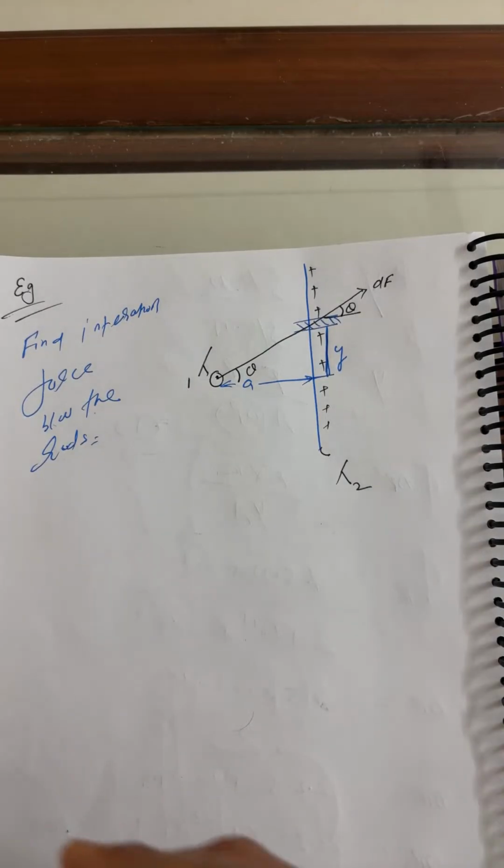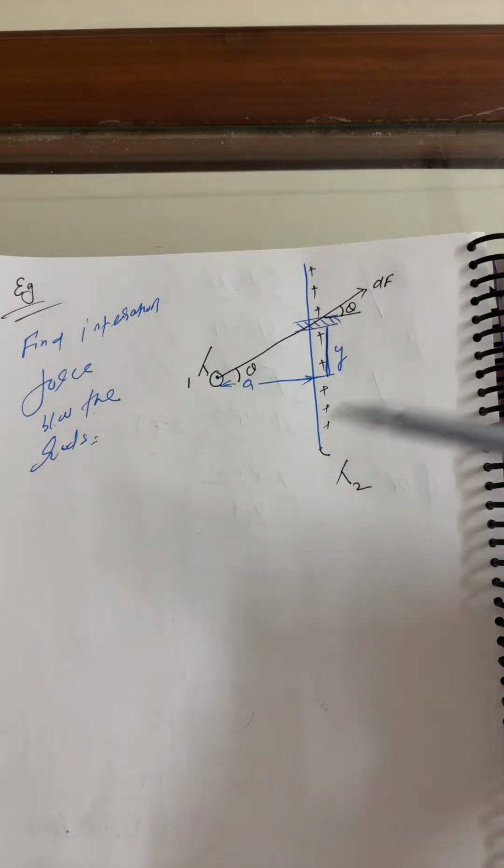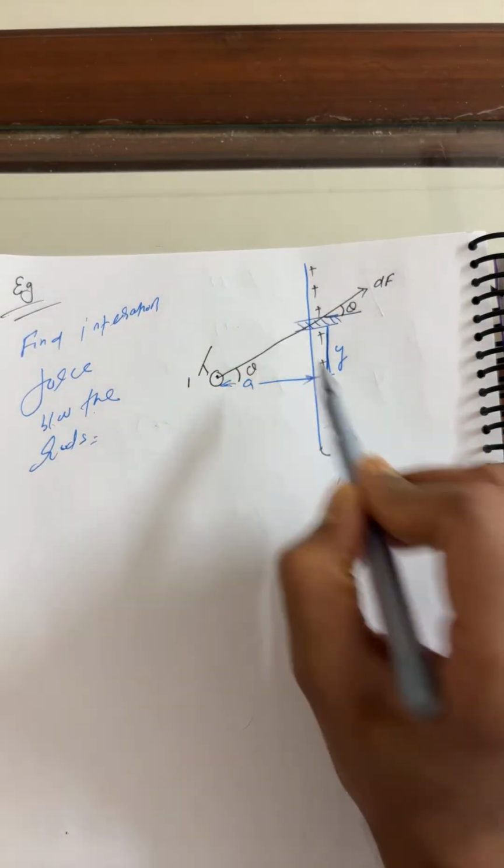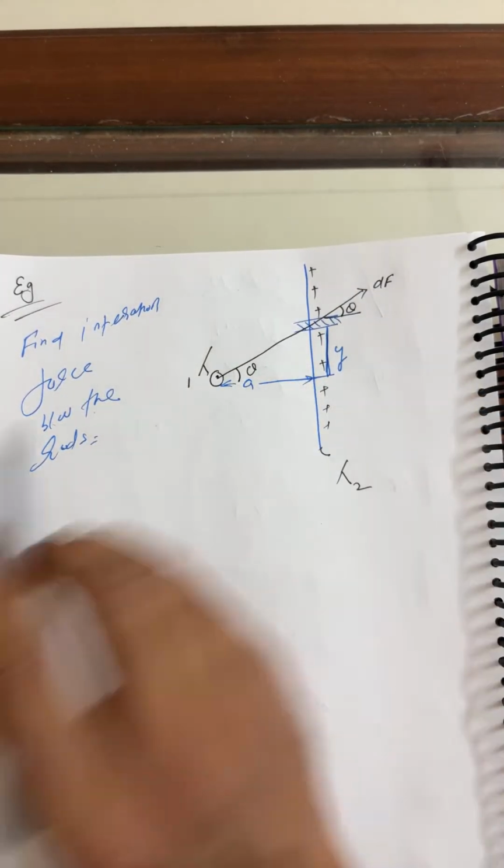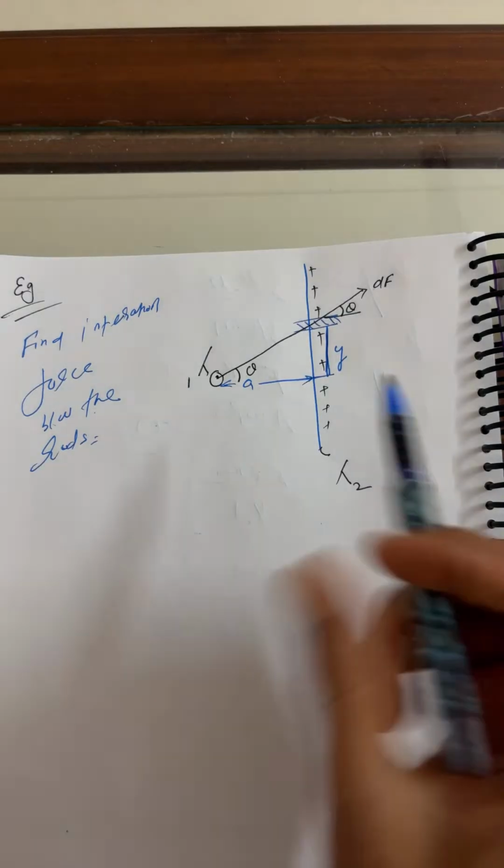Beta, force belongs to quantity vector. If force is a vector quantity, you must take components. So what you can see is dF cos theta and dF sin theta. Here you can write the components of dF.